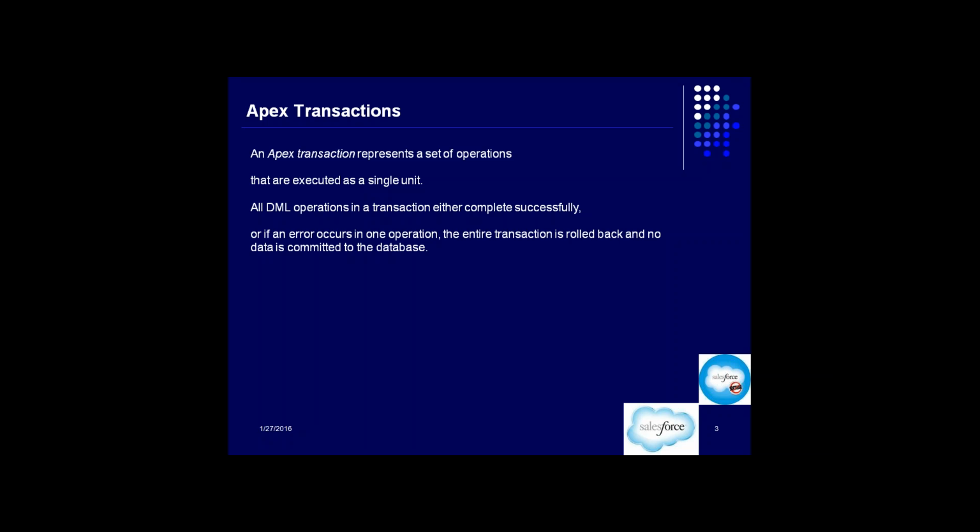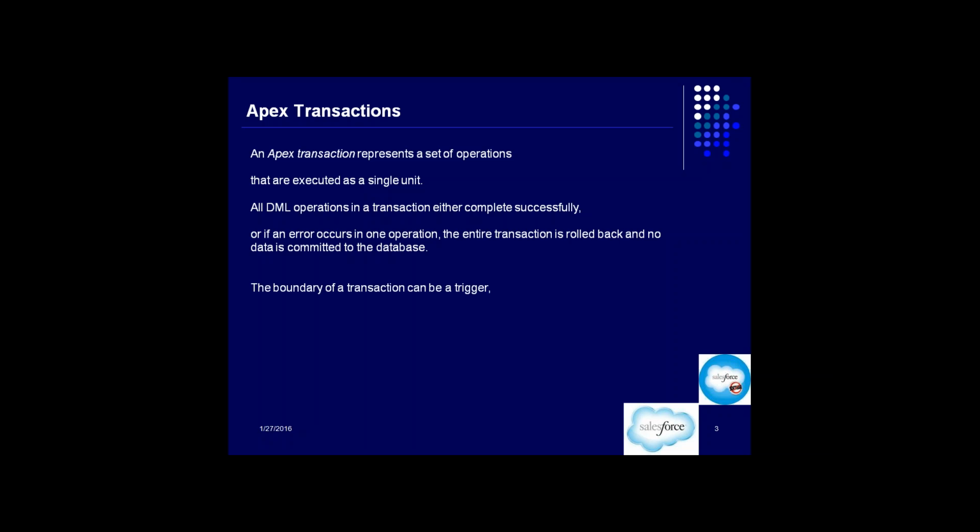So if there is one transaction happening to update 5000 records, and after updating 1000 records it encounters an error, then the records which have got updated will also get rolled back, meaning they will also get into the previous state. Fine. So that's how a transaction works, and this is important for DML operations.